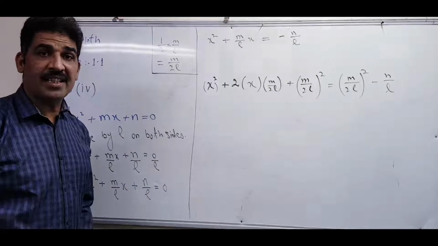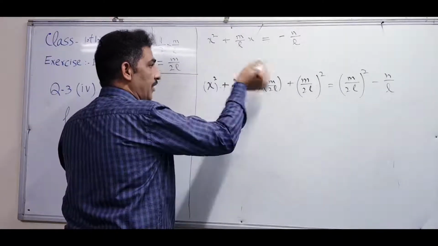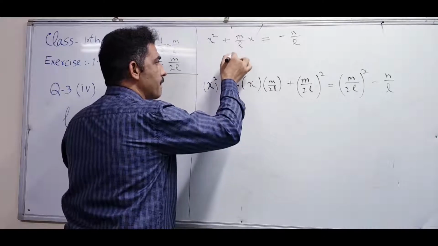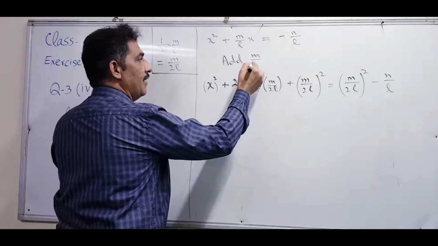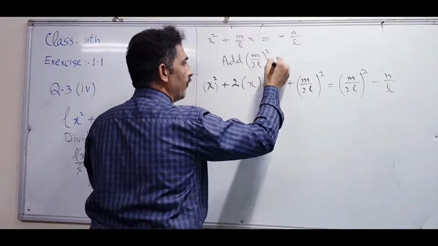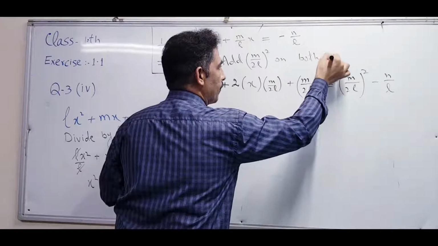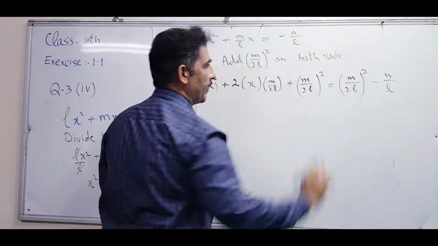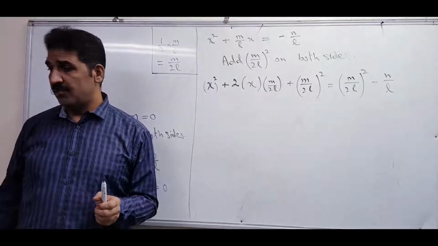Because I want to make the complete formula. And here you will write the step, what I did, if you forgot that: add m over 2l square on both sides. Right? M over 2l on both sides.